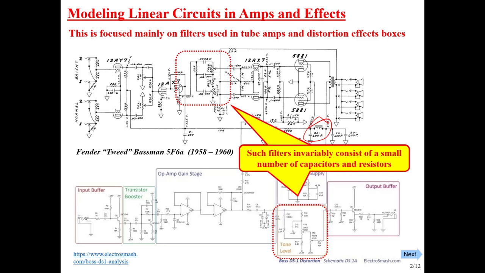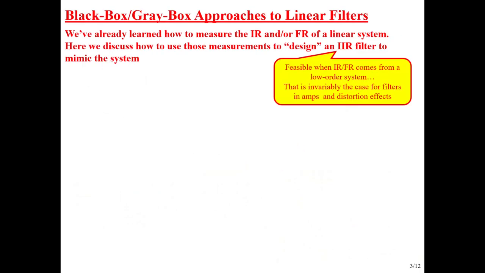So R's and C's, and there's just a few of them, right? 3 capacitors, a handful of resistors. Here we have just a couple capacitors. So we know that the number of capacitors is going to correspond to the order of the filter. So these are going to be pretty low order filters. Keeping that in mind, we should be able to come up with a fairly low order digital filter that will mimic those.